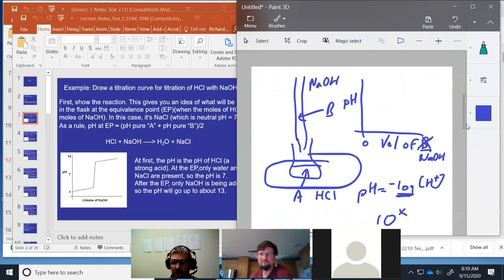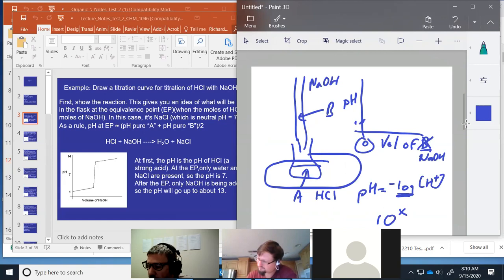So we're starting out at 0. That means nothing has been added from the burette. I'll say that again. At 0, nothing has been added from the burette, which means the pH is going to be 1. That's the starting pH. Is everybody okay with that? Does anybody have any questions?